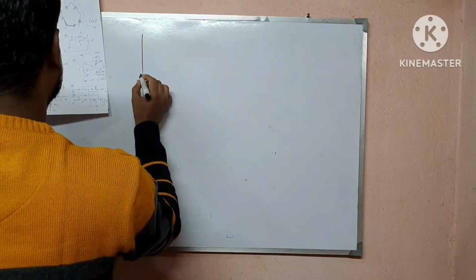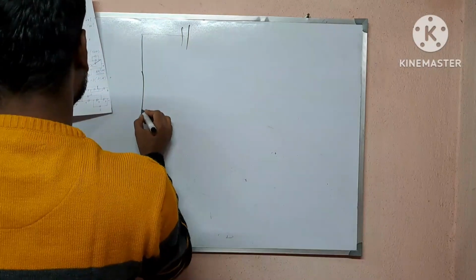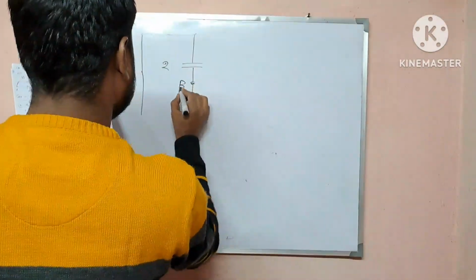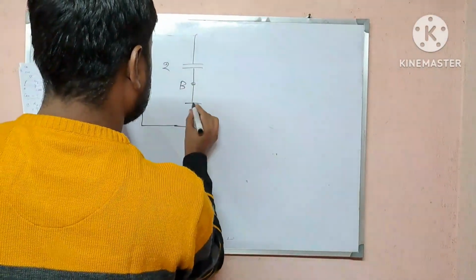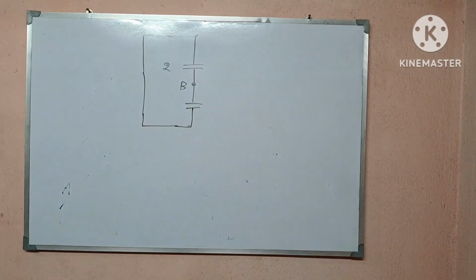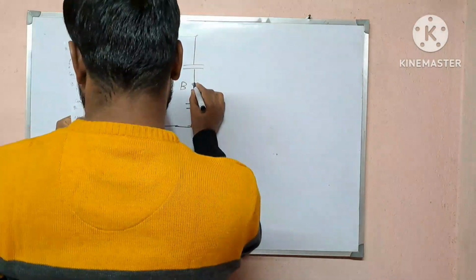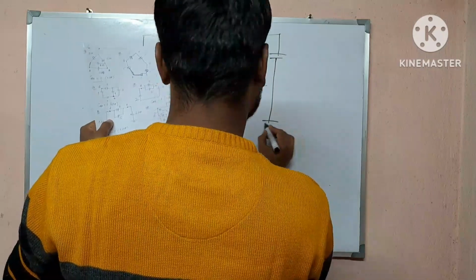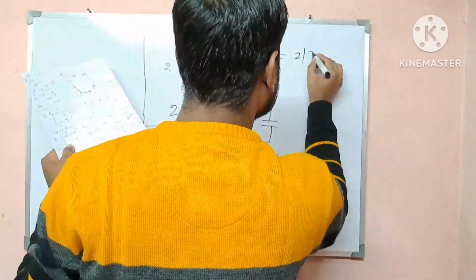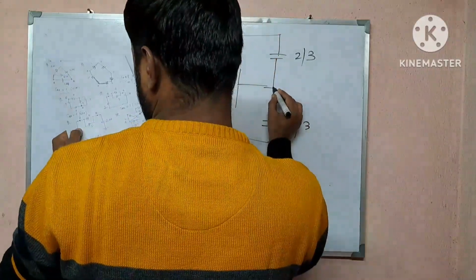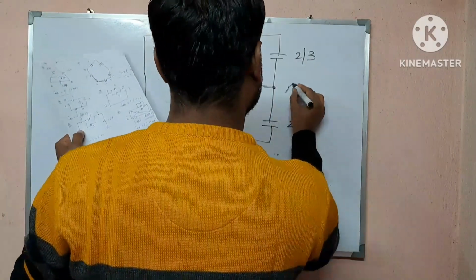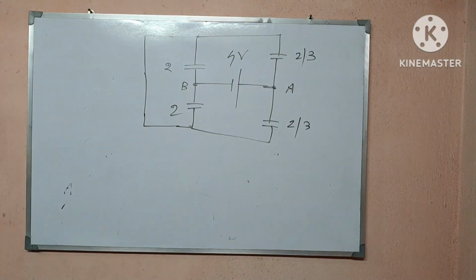So let's see, this is a circuit. This point is B. Actually, this is the battery. This is 2 by 3 microfarad, and this is 2 by 3 microfarad. And this is a 4-volt battery, and that point is A. You have to find the equivalent capacitance between the points A and B.